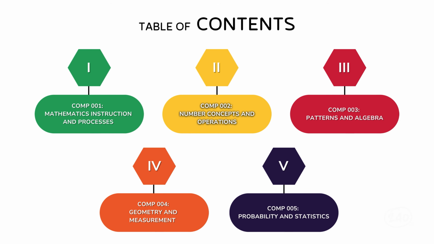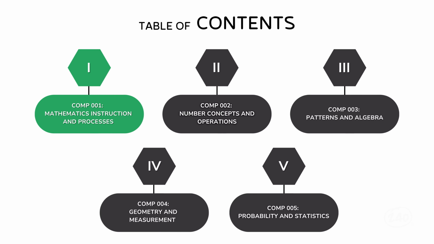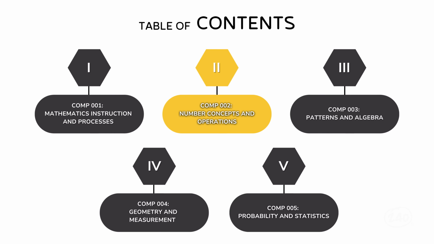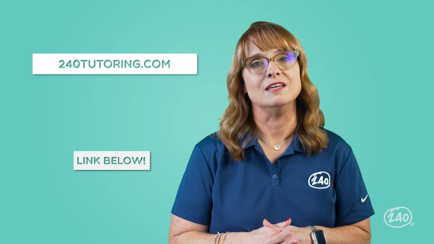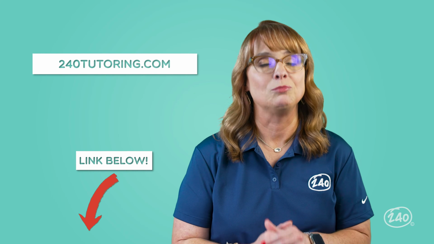Now, the Core Subjects EC-6 Math consists of 5 areas called competencies. These are mathematics instruction and processes, number concepts and operations, patterns and algebra, geometry and measurement, and probability and statistics. And as you may already be able to tell, each of these competencies contains an entire section of math education. But don't worry, we'll break it down piece by piece. And to test each of those pieces, stay with me to the end and check out our test-aligned practice questions.